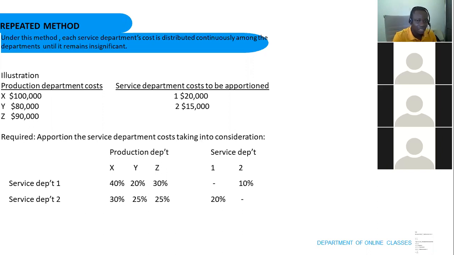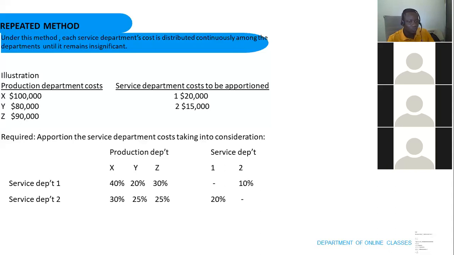That is the repeated method and then the elimination method. And today, that is what we looked at. We looked at the repeated method. Under this method, each service department cost is distributed continuously among the departments until it remains insignificant, and zero is insignificant. So you must keep on sharing any cost that falls under the service department until it becomes insignificant. As simple as that.